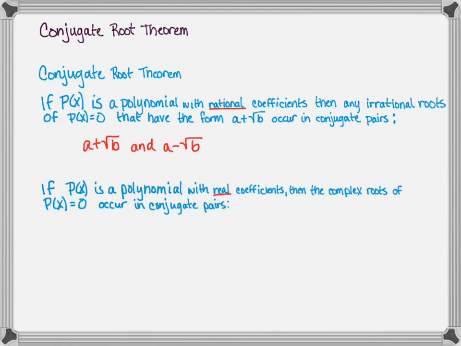Also, if p of x is a polynomial function with real coefficients, then the complex roots of p of x equal to 0 occur in conjugate pairs as well. So if we have a plus bi, we would also have a minus bi. We would have complex conjugates.